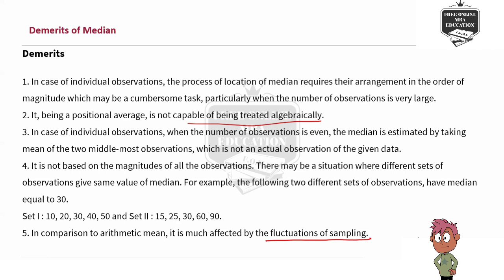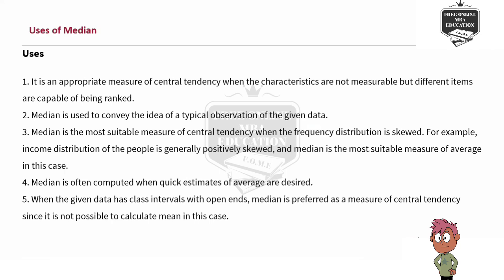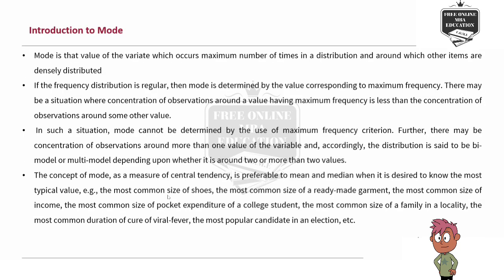The uses of median: it is an appropriate measure of central tendency when the characteristics are not measurable. Median is used to convey the idea of a typical observation of the given data. It is the most suitable measure of central tendency when the frequency distribution is skewed, positively skewed or negatively skewed, and we'll come to that point in the last slide. Median is often computed when quick estimates of the average are desired. And with the open ends also, you can find out the median.